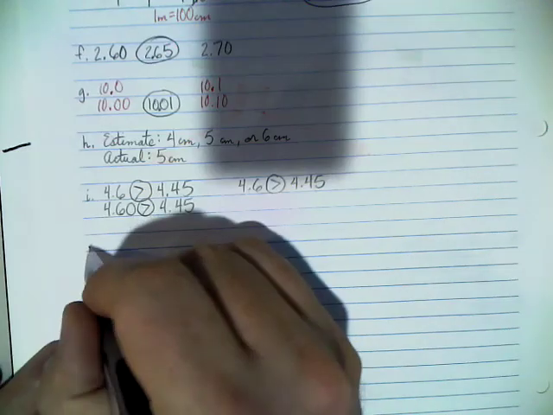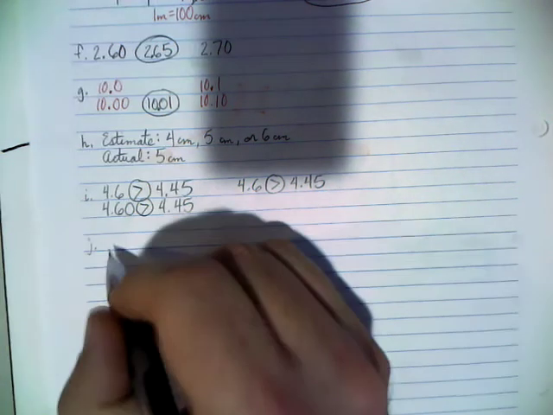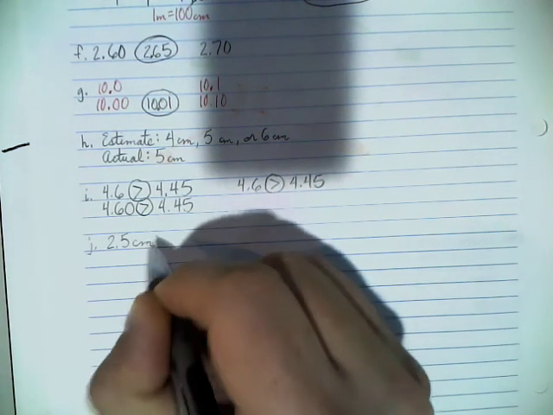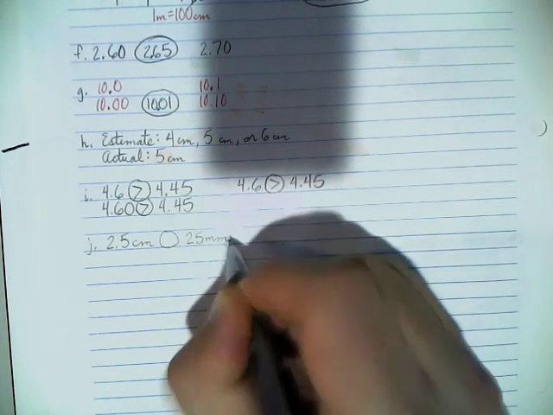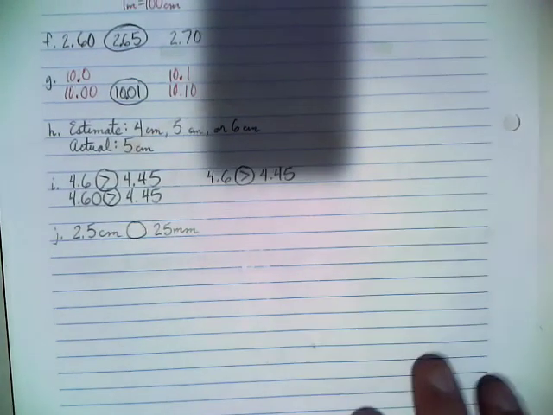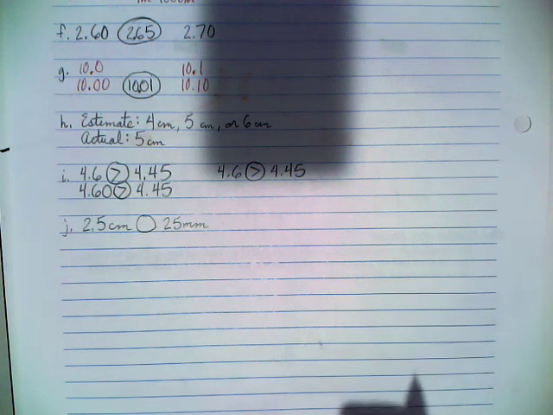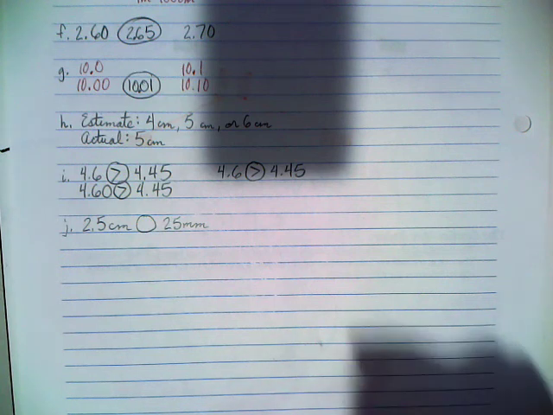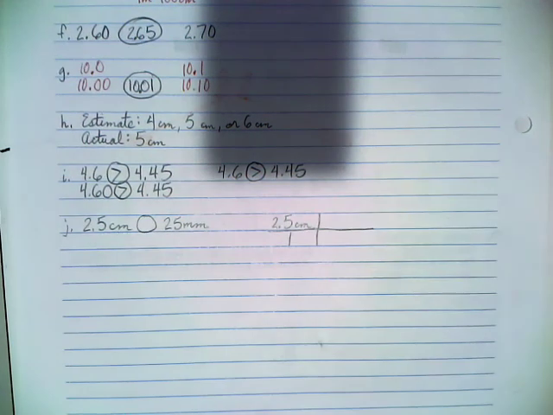Which brings us to our last practice problem, J. J is asking us to compare 2.5 centimeters to 25 millimeters. Now this one's easy enough that you may already know the answer, but I do want the full work here because I want us to practice what to do so that when harder problems come along, we know what to do. When we have something like this, it's a good idea to convert them both into the same units. So I'm going to come over here to the side, take that 2.5 centimeters and make my chart, and let's convert those into millimeters.